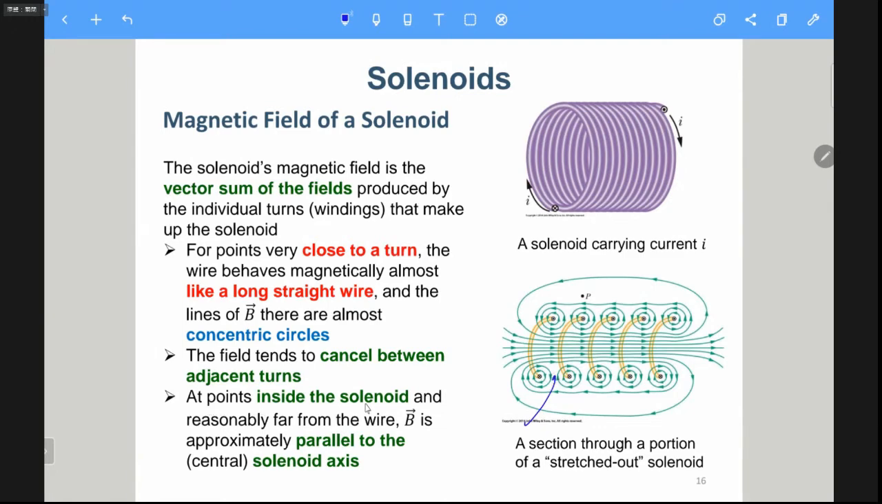Okay, so at points inside the solenoid and reasonably far away from the wire, B is approximately parallel to the solenoid axis. So which means this part, which is farther away from the wire, right in the middle part of the solenoid, then you consider the magnetic field is pointing to the right side in this case. If you consider the current in this direction, this is going into the page, this is going out. So the current is like this. And then you use your right hand rule, use the forefinger following this direction, and then your thumb will be pointing to the right side, which refers to the direction of the magnetic field. And we will approximately assume the magnetic field inside the solenoid to be uniform, at least farther away from the wire.